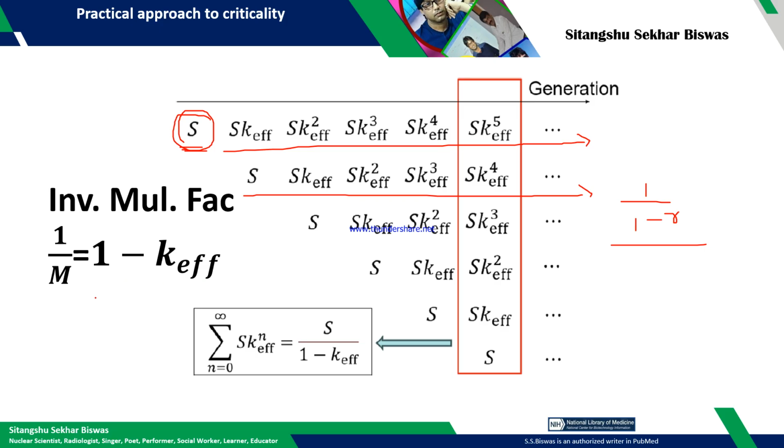This term, 1 minus k effective, we are defining as the inverse multiplication factor, or 1 by M. Basically we are going to estimate this for both cases. Number one, when the control rod is at the extreme up position, completely lifted, and also the relevance with control rod position.